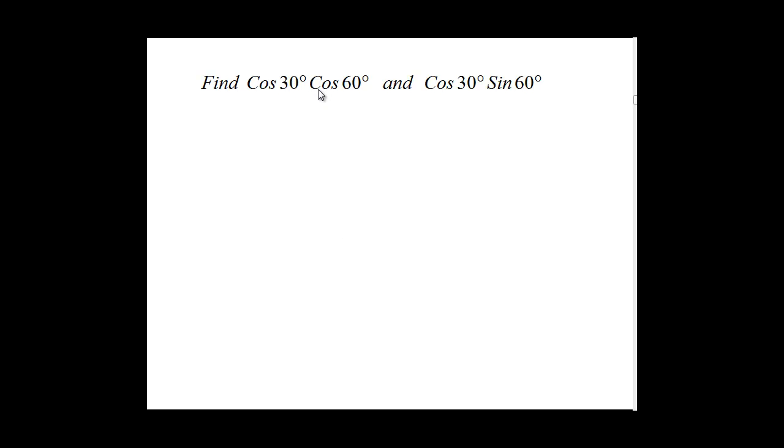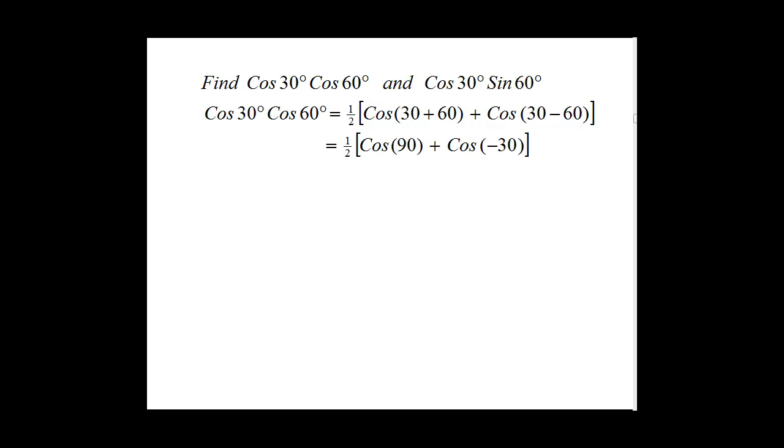Okay, suppose I want to find cosine of 30 times cosine of 60. I could just do it directly, but let's use these formulas. That's going to be 1/2 cosine add plus cosine subtract, which is cosine of 90 plus cosine of negative 30. Cosine of 90 is 0, and cosine of negative 30 is square root of 3 over 2. That gives me the square root of 3 over 4.